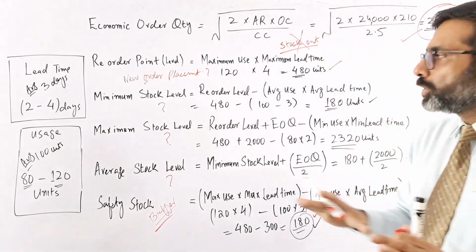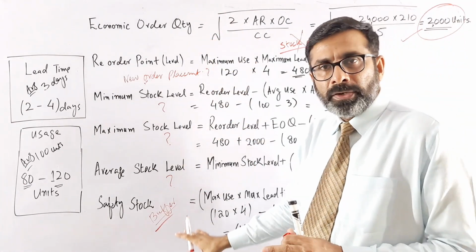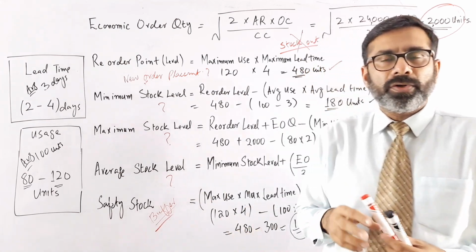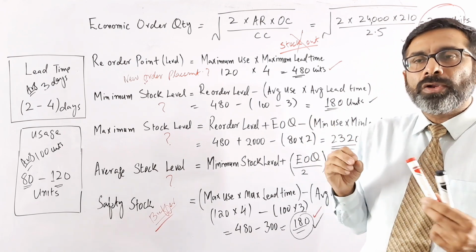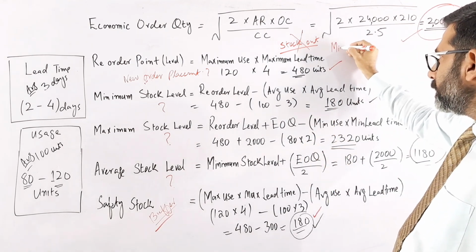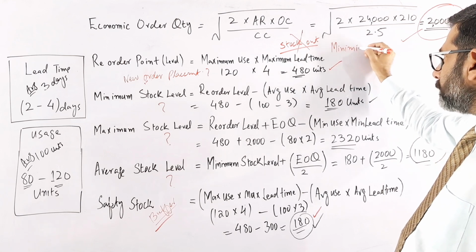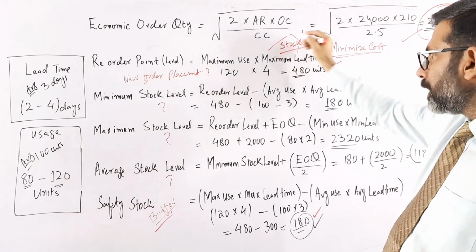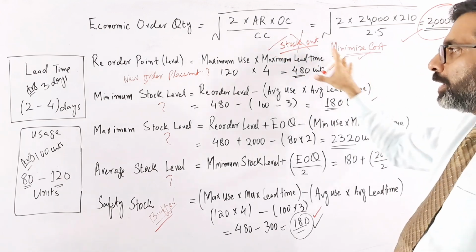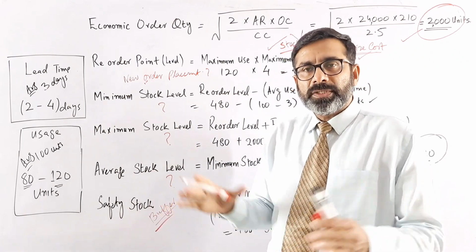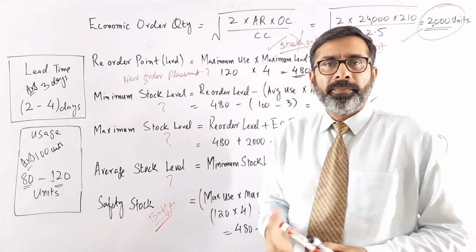So to avoid the stock out, they are calculating all these levels. And one more very important thing, they want to minimize the cost. So the next point they should consider is to minimize the cost. To avoid the stock out and to minimize the cost, all these levels are calculated and the economic order quantity is calculated. So this is the main purpose of inventory management.